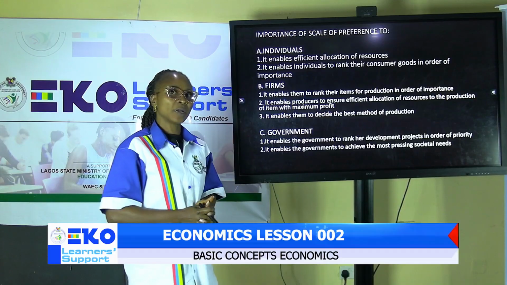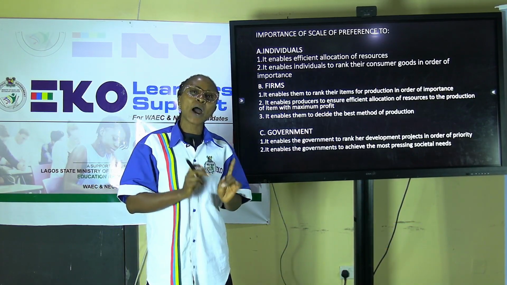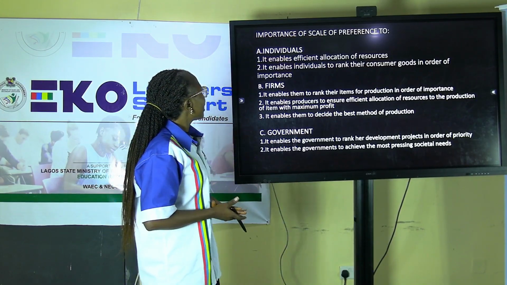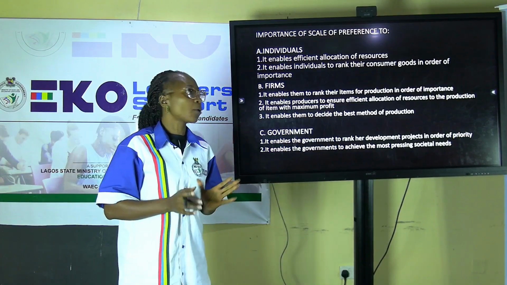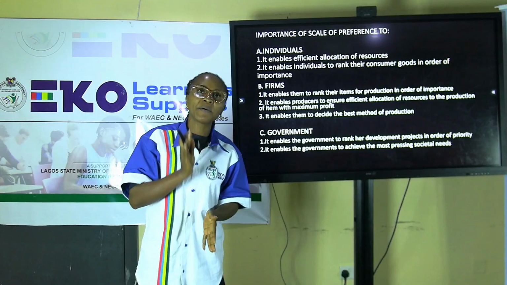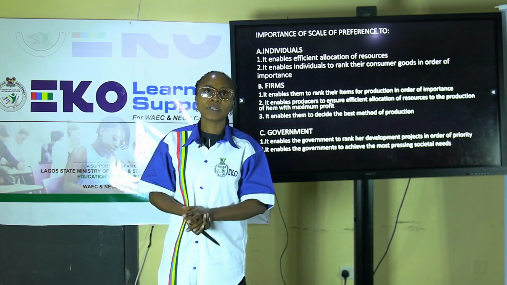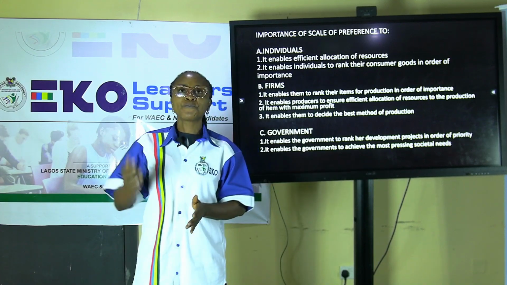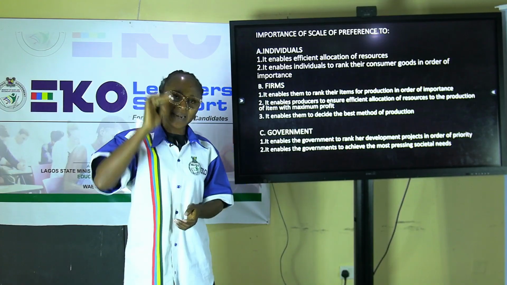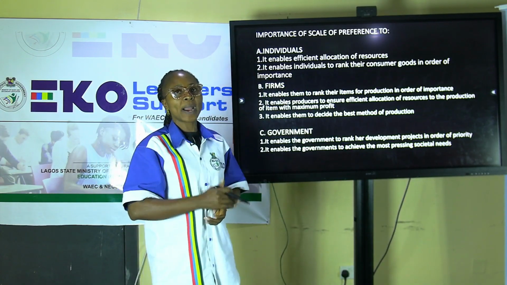Number one, to individuals. The scale of preference enables us to allocate our resources efficiently. Number two, it enables individuals to write their consumer goods in order of importance. That is, you arrange them according to the most pressing one, like the table that I showed the other time. The other time you discover that food is the most important one to that particular consumer, and that is what is on the first list on that table, which is followed by clothes.